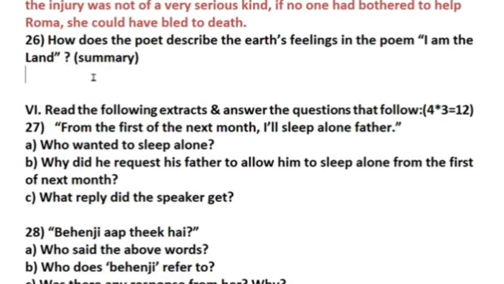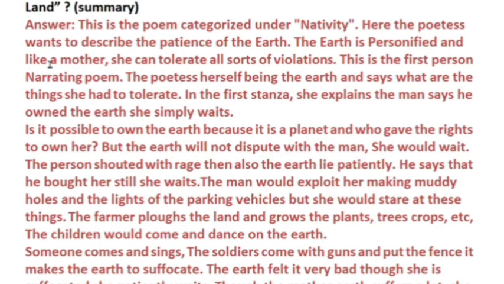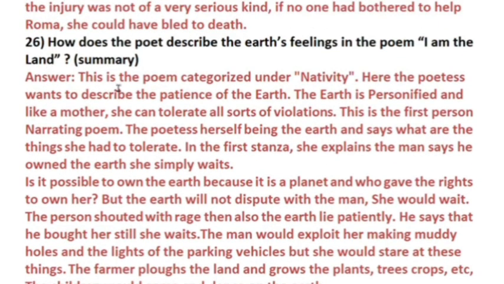Answer. This is a poem categorized under nativity. Here the poetess wants to describe the patience of the earth. The earth is personified, and like a mother, she can tolerate all sorts of violations. This is a first person narrating poem. The poetess herself being the earth says what are the things she had to tolerate. In the first stanza, she explains the man says he owned the earth, she simply waits.